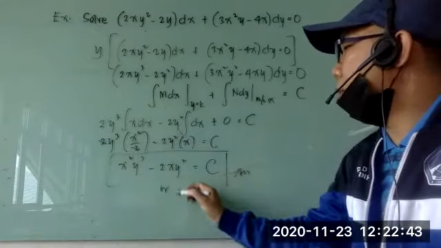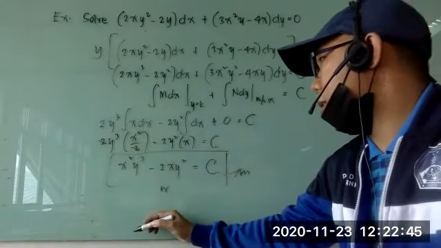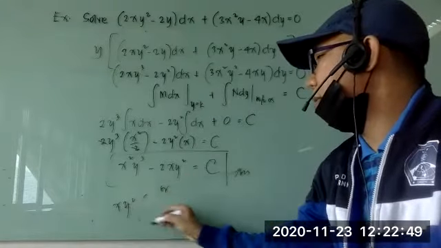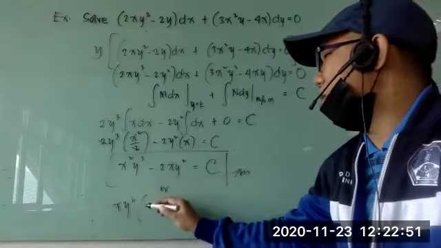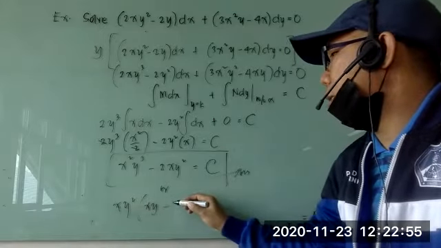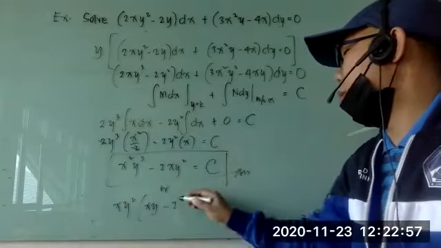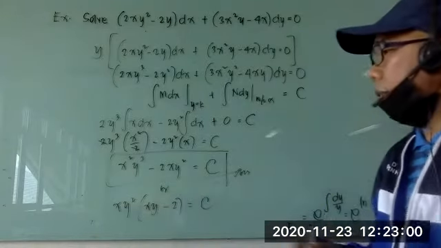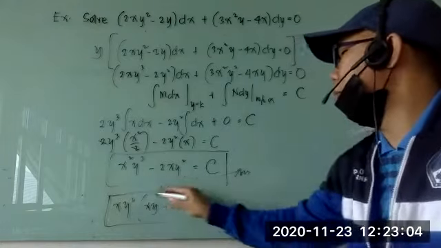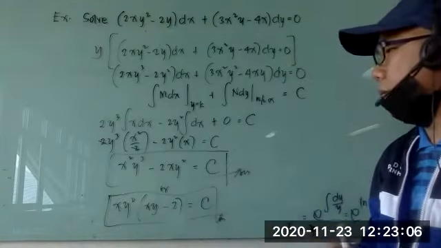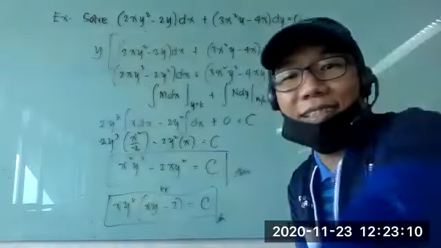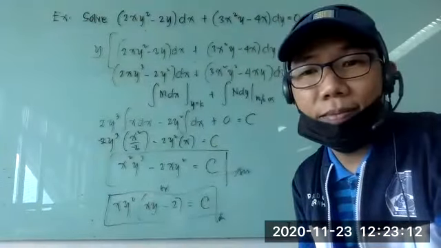Or you can write it in factored form, where you can factor out y squared. And then here you have xy minus 2, equal to c. Okay, whichever. Any question? Yes, sir.